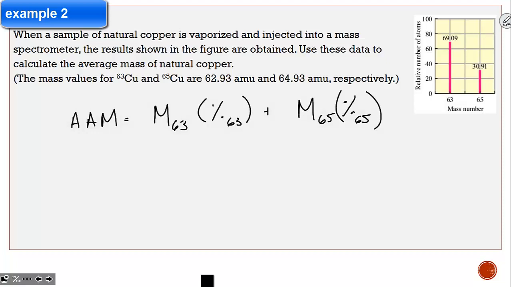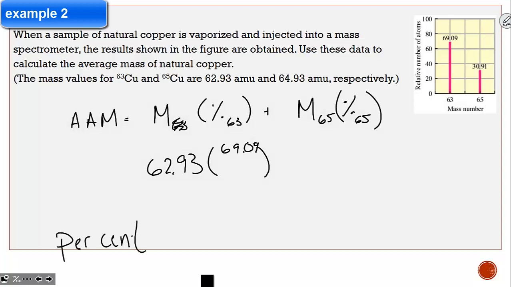So we're not going to use 63, we're going to use 62.93 for the mass of 63. The percent abundance, we're going to use 69.09%. Now, percent, if you did not know, the word percent is actually an abbreviation, per centi, meaning for every 100. This is a mathematical operator. It simply means divided by 100, or for each 100. So you won't put 69.09 here, you would put 69.09 for each 100.